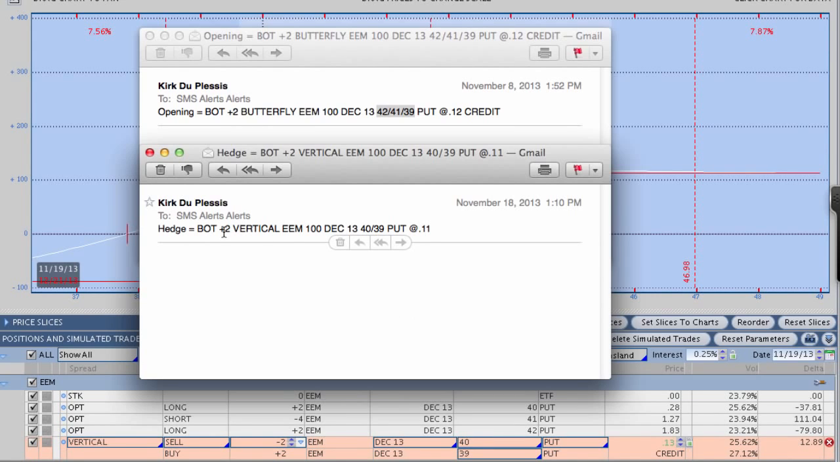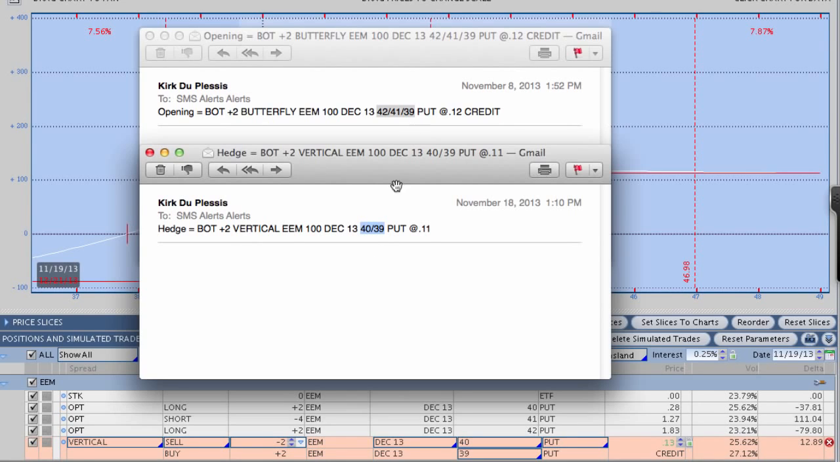Down here you can see the alert that went out to members just the other day, which was to hedge this trade by buying the vertical in EEM, again the same December 2013 options. And here's the difference. In this instance, we bought back the embedded vertical, which was the 40, that missing strike price, and the 39.